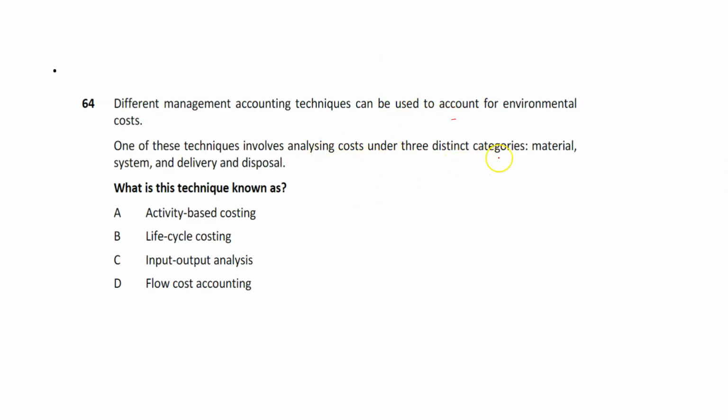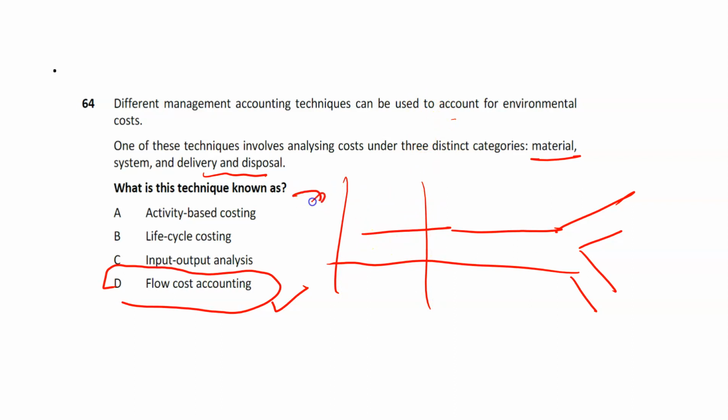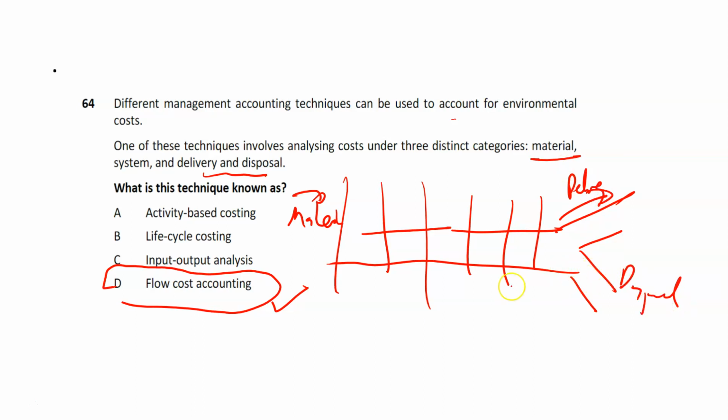Okay, a different management technique can be used. One of the methods analyzes costs in 3 different categories: material, system, and delivery and disposal. I talked about this. This is referred to as the flow cost accounting method. I guess it's a knowledge thing. You just have to know it. It's called flow cost because we break things up into materials going in, then a series of system costs, until it ends up as delivery and disposal, and it gives a way of tracking things as you go. So the answer there is D.